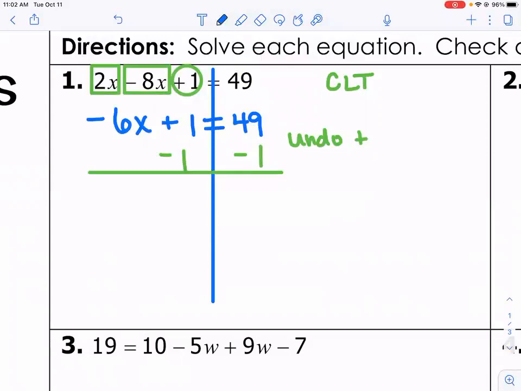Okay. So Cordell, what do we have left on the left side now? We have negative 6x. 1 minus 1 is going to cancel. That was our intention. And it equals 49 minus 1, which is 48.